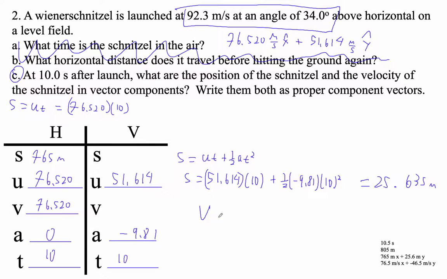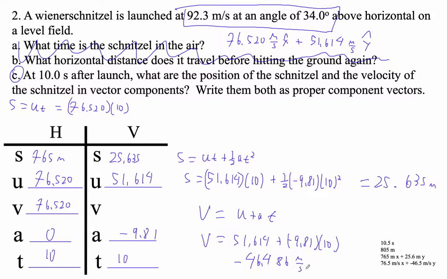And then the final velocity is u plus at. So V is going to be 51.614 plus negative 9.81 times 10. So let's see if we can do this. Let's grab that number. Minus 9.81 times 10. And that's negative 46.486 meters per second.